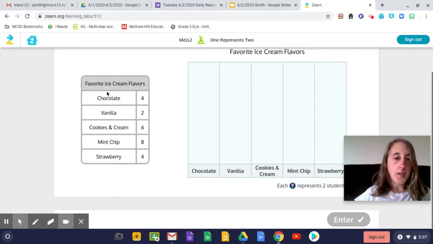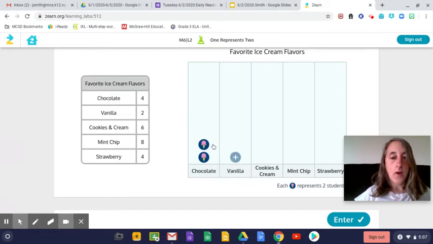So if you come here, it says favorite ice cream flavor is chocolate, and we find chocolate. There's 4 total students, but if each cone represents 2, if I hit the plus sign, there's 1 cone, so that's how many? 2. Let's hit the plus sign. Now how many do I have? 2, 4. Okay, so 4. So we don't want to go any bigger than that because we have 4. Vanilla, there was only 2 students. So how many vanilla cones am I going to need? 1. Cookies and cream, there was 6. So think, what times 2 equals 6?